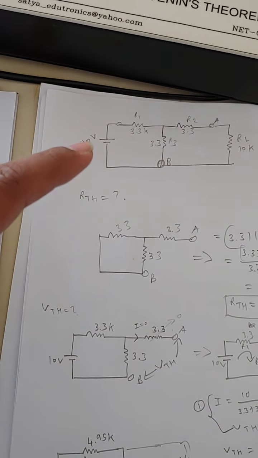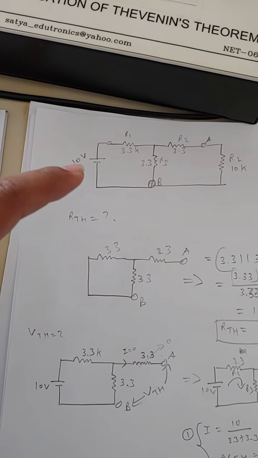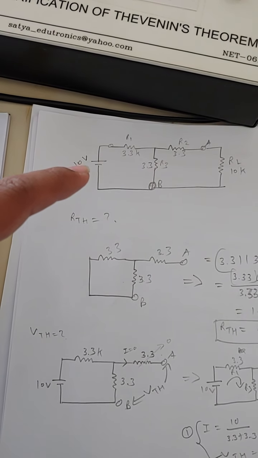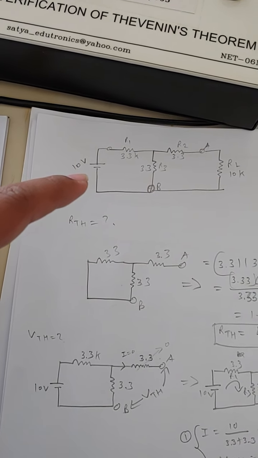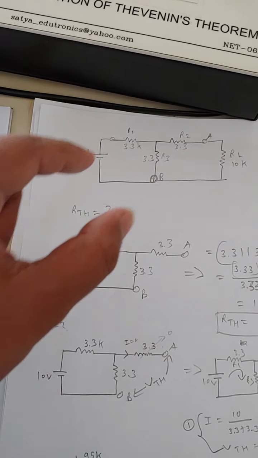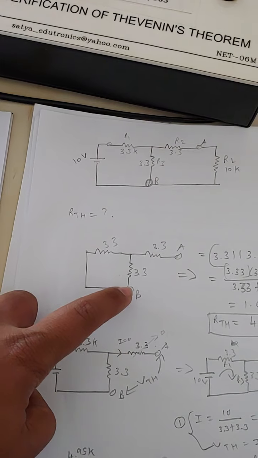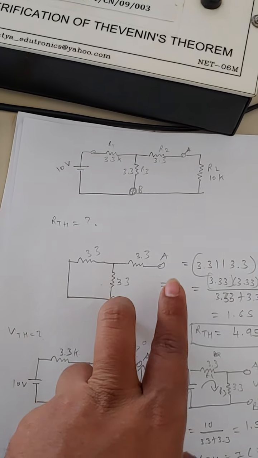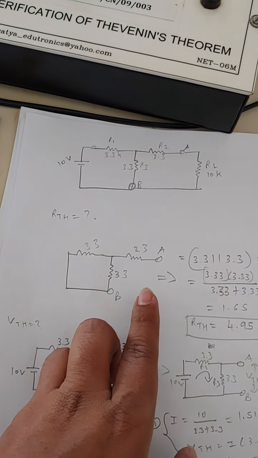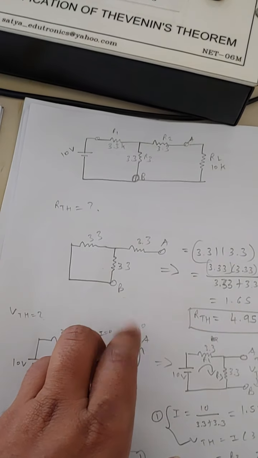The 10 volt voltage source should be removed and these 2 points short circuited. So this 3.3 and this B terminal is short circuited and the RL is open circuited. So you can measure the RTH in between A and B.